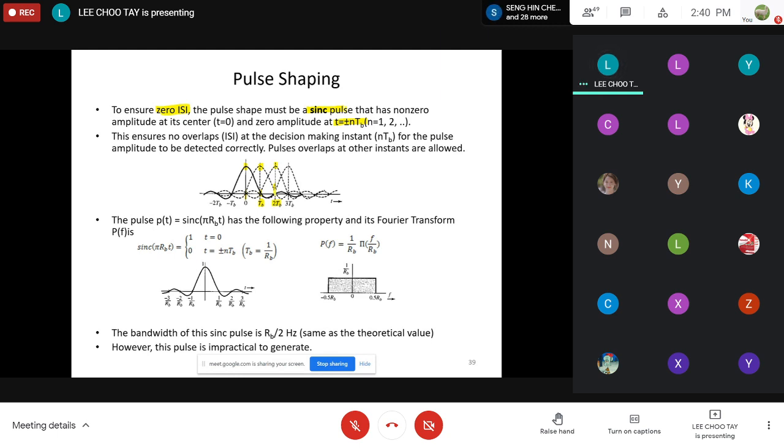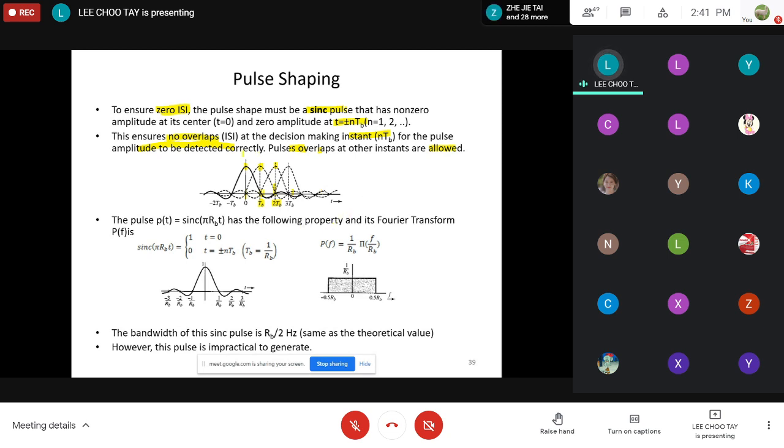Therefore, at the receiver, when it wants to sample to make a decision, it needs to sample at this interval also. That will make sure the amplitudes are detected correctly, so no overlap. This will ensure no overlap at the decision-making instant, or the sampling instant. At any other time, pulse overlaps are allowed. We don't care, because we only care about the amplitude when we perform our sampling.